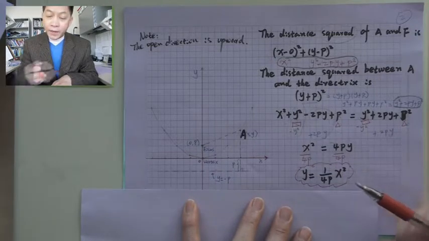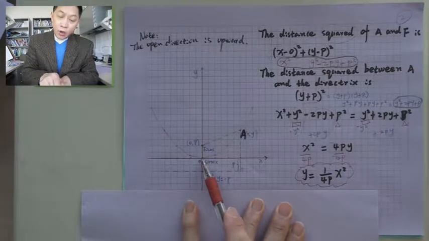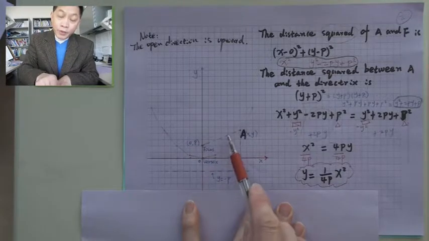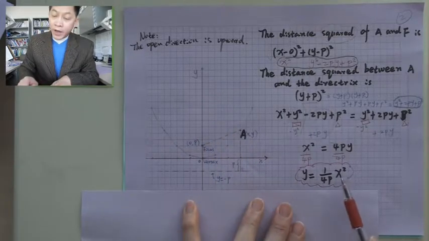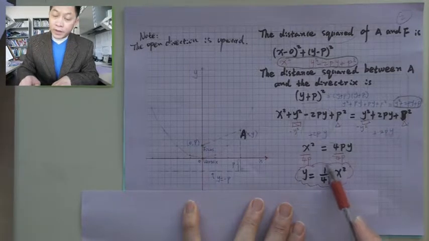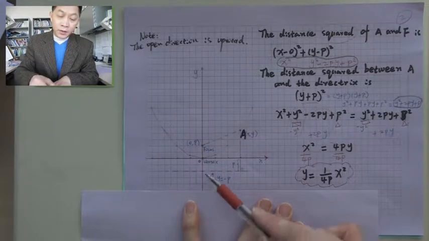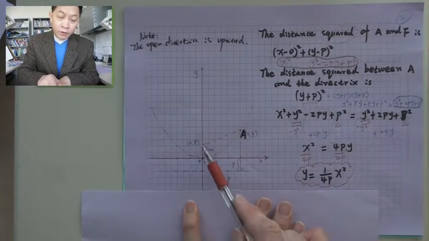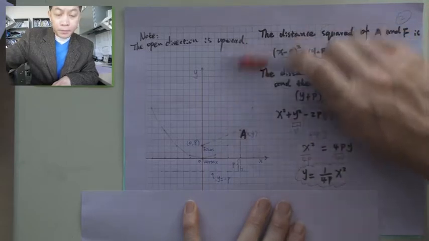Okay, so standard means what? The vertex is on the origin, and the open direction is up. Because you have x squared, whatever you put here, the right hand side is always positive. Again, p is positive all the time. Here is negative p, so it's this way. So if the focus is on this side, then the open direction is up.